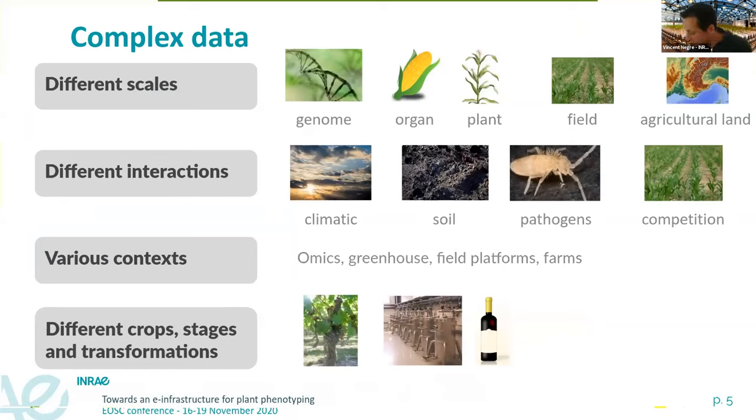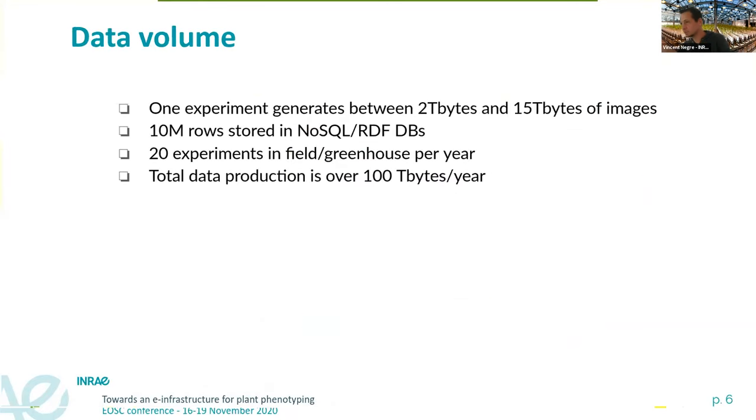So data coming from these platforms are complex and quite heterogeneous. This includes different scales from microscopic to macroscopic level, different levels of interaction with climatic conditions or containing pathogens or competition between plants. Data is produced from various contexts, including omics, greenhouse, field platforms, or even farms. We study many different crop species at various stages of development.